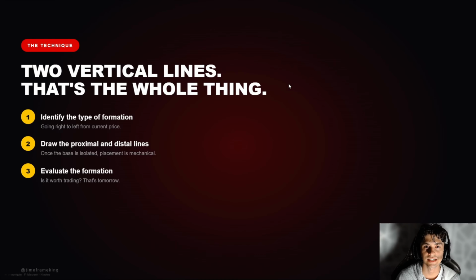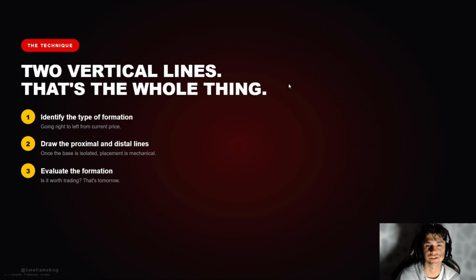The base isolation technique. 3 steps only, very simple. 1. Identify the type of formation going right to left from current price. 2. Draw the proximal and distal lines. And the third one, evaluate the formation. Is it actually worth trading? But that's for tomorrow's video, not for today, okay? And the whole thing about this base isolation technique is it runs on two vertical lines. That is it, very simple. Let me show it to you guys.